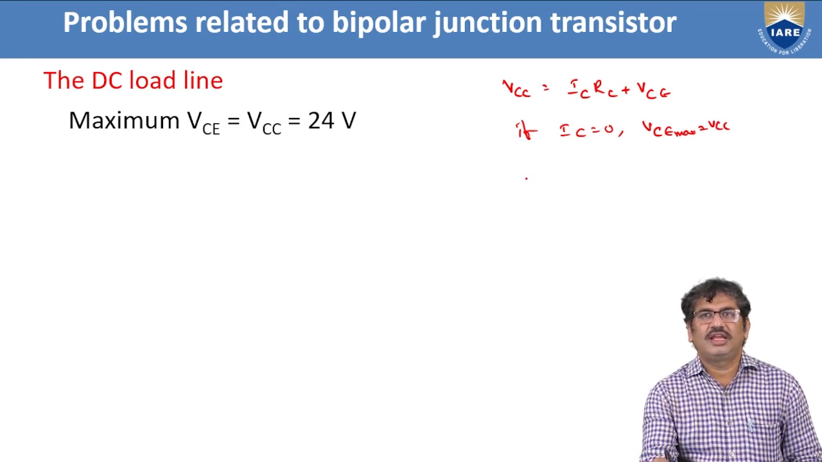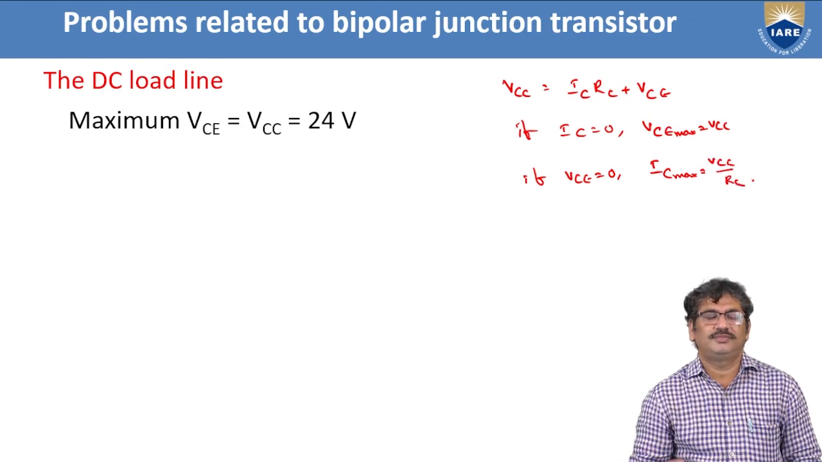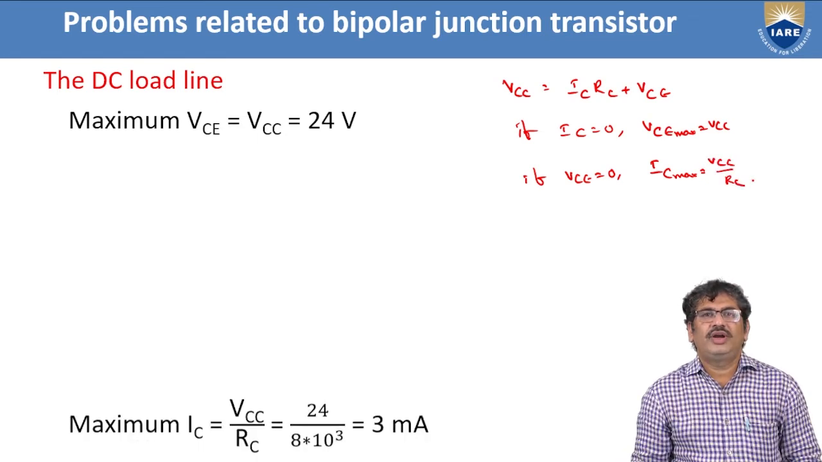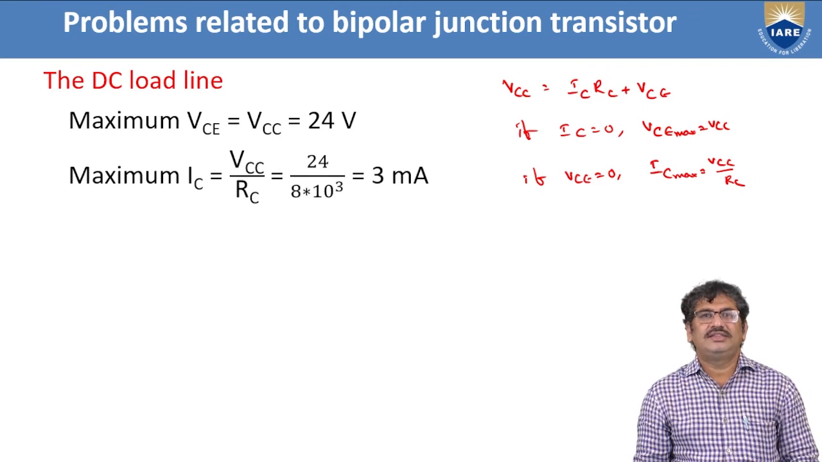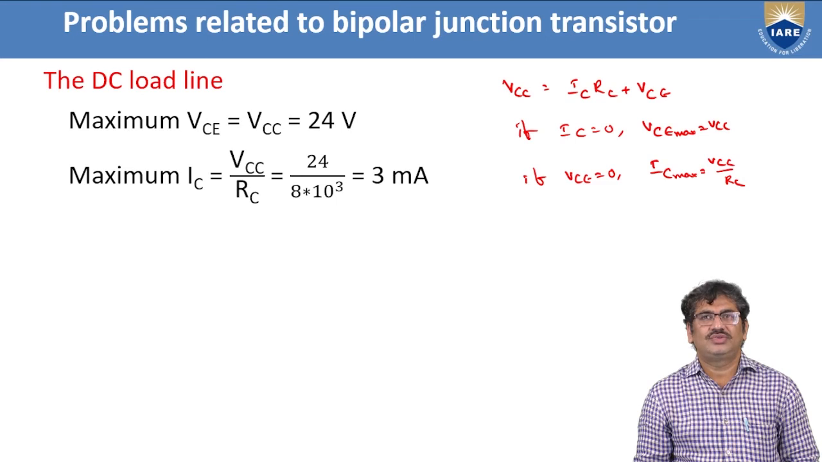Similarly, in the KVL expression, if you substitute VCE is equivalent to 0, then you'll get IC maximum, which is equivalent to VCC by RC. Next, we will find out maximum collector current. IC is equivalent to VCC by RC. Substituting VCC as 24 volts, RC as 8 kilo ohms, that is 8 into 10 power 3, we will get IC maximum is equivalent to 3 milliamperes.